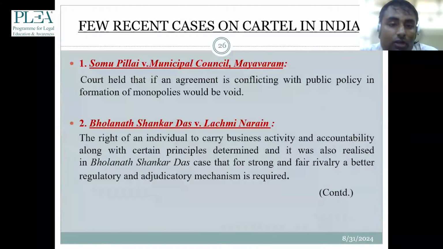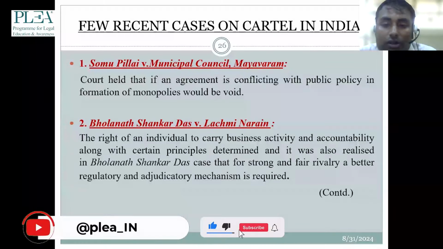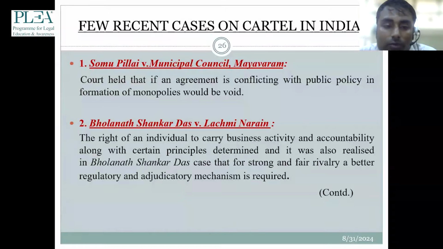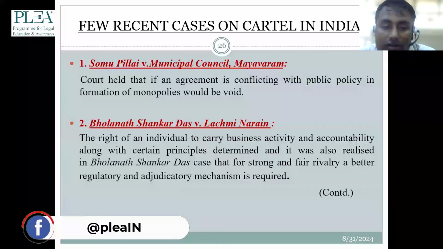If we come to Indian cases of recent origin, in Somu Pillai versus Municipal Council Mayavaram, the court held that if an agreement conflicts with public policy, meaning definitely the Constitution of India, then an agreement creating monopolies would be void. So in this case monopoly is completely restricted.